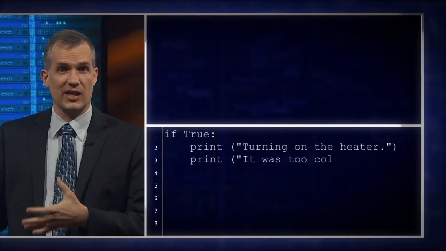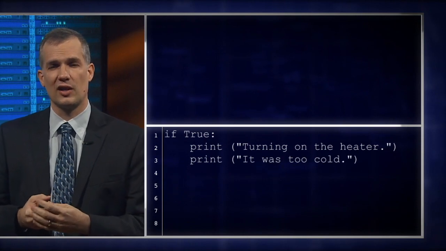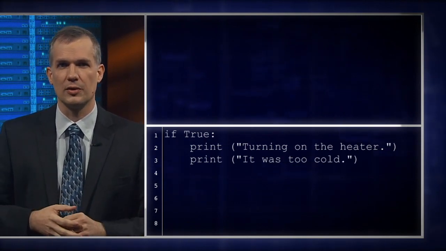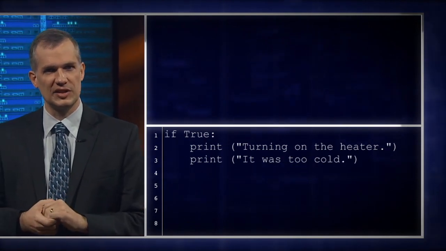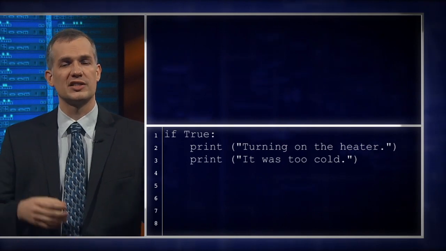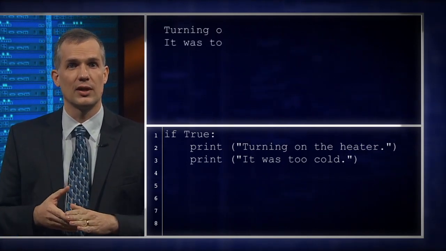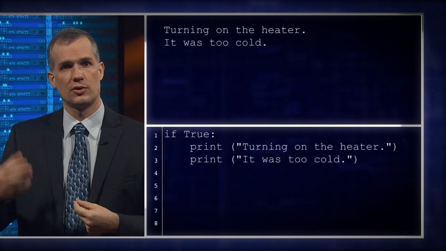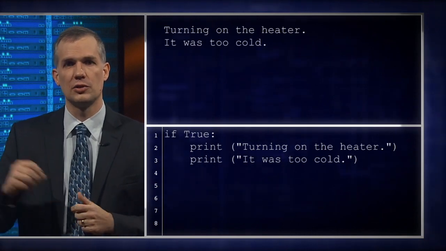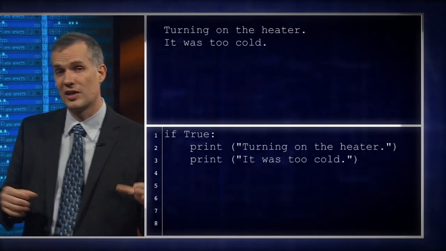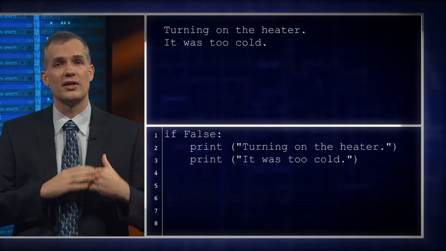Alright, let's say that we want to print more than one line if the condition is true. We can indent a second line of code, in this case one that'll output it was too cold. When we execute this code, we have a true condition, and so we execute both lines of code, and we get 2 lines of output, turning on the heater, and it was too cold. Now, if the condition were false, we'd again have nothing output.